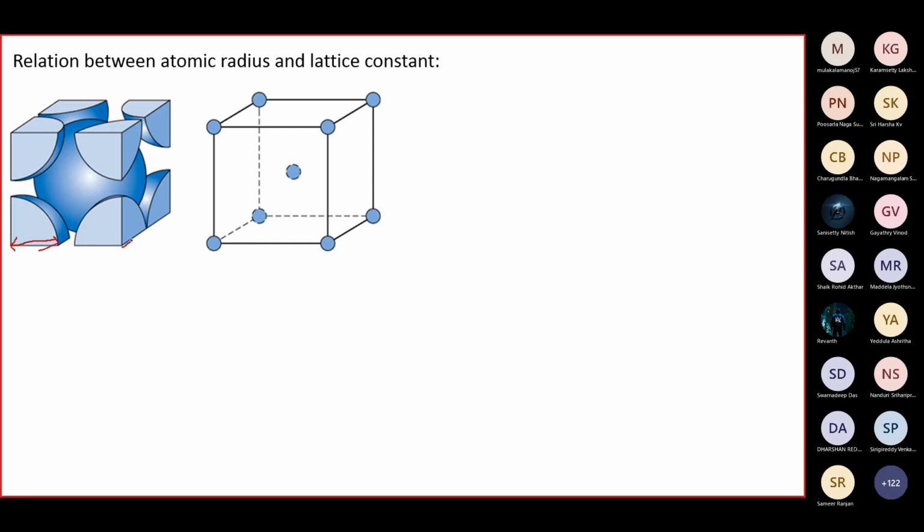If you consider R as the atomic radius, this would be R. But total from here to here, it will be how much? A equals 2R. From here to here, it will be 2R. Right?